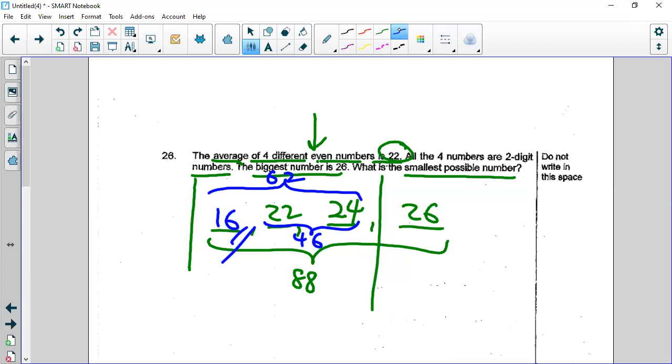Am I correct? Okay, understand? Okay, clear? Okay, no question. So to get your smallest number, you will need to get your biggest number first. Then you can get your smallest number. Okay, so let's go on to the question 27 already.